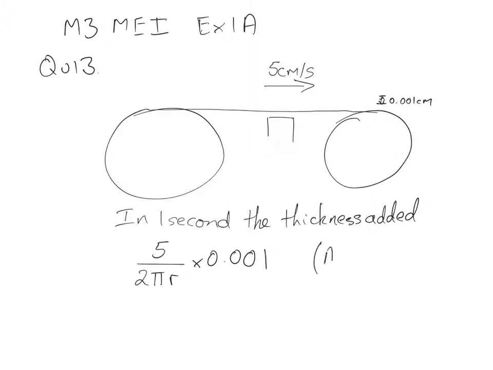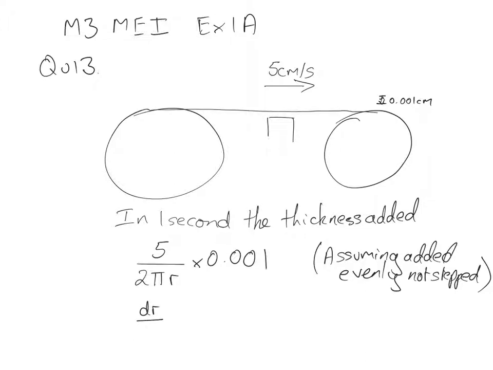And we are making an assumption, assuming it is added evenly, which is not actually correct, because it's actually going to be a stepped function, because each time it goes around it adds once. But if you think in 2 seconds, etc., it will work out that you've gone around a certain number of times, and it'll be fine. So what we're then going to do is we're going to say, well, that is the rate of increase of the radius.